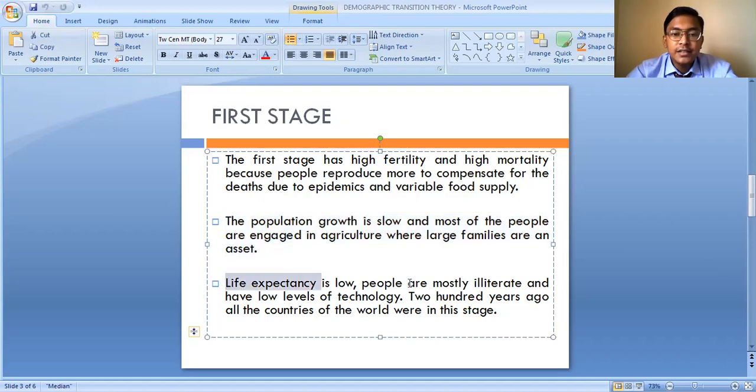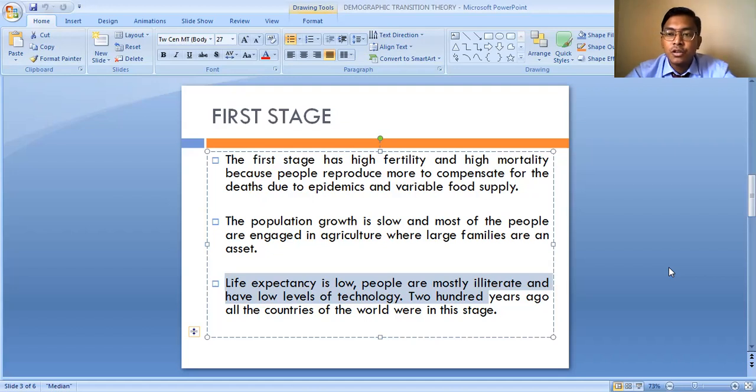Life expectancy is low, people are mostly illiterate and have a low level of technology. 200 years ago, all the countries of the world were in this stage. The life expectancy of the people is low. That means the chances of surviving for a long period of time are very low. The people were mostly illiterate and there was a very low level of technology. Almost all the countries of the world were in this first stage of demographic transition.